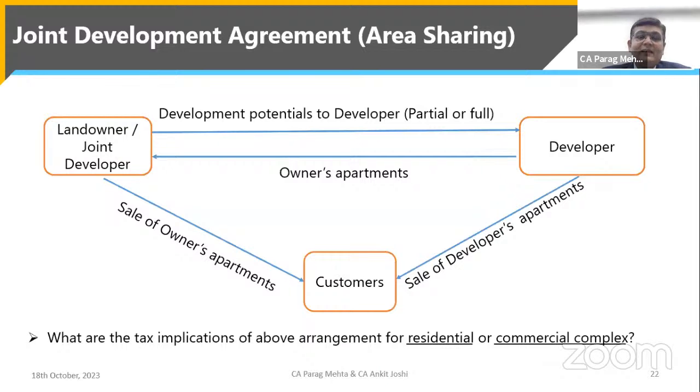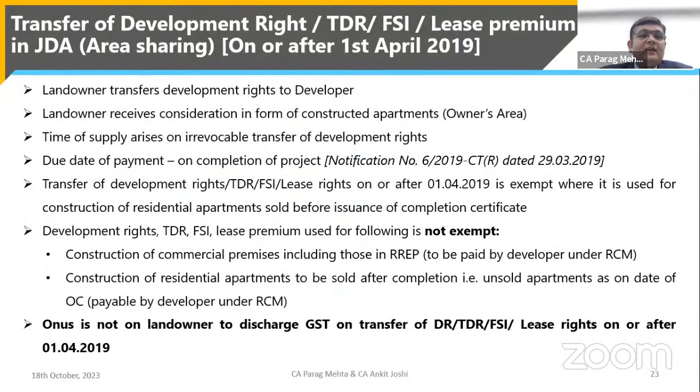Now, what are the tax implications of the above arrangement for a residential or commercial complex? Looking at how the whole thing goes as per the notifications, the landowner transfers development rights to the developer. The landowner receives consideration in the form of constructed apartments. In today's time, most arrangements are area share or revenue share because it's not feasible or cost effective for all builders and developers to buy land and make an ad hoc payment at the first phase. So the landowner receives consideration in the form of constructed apartments.